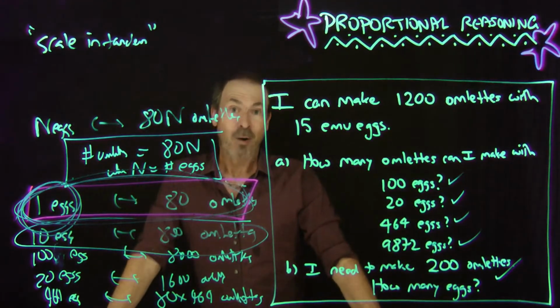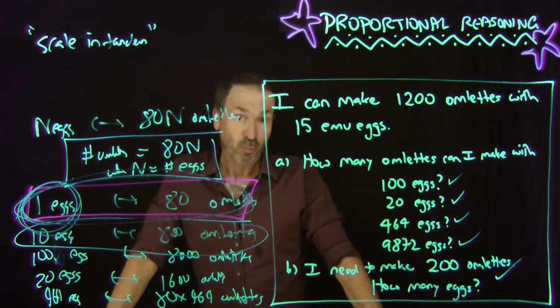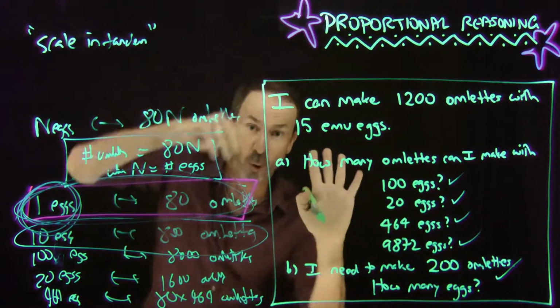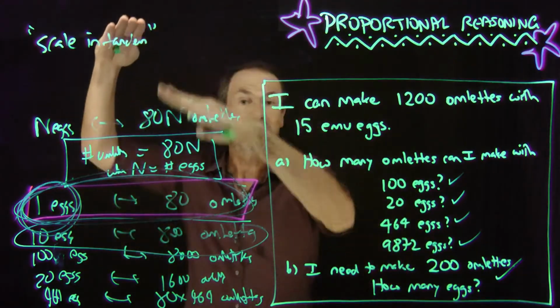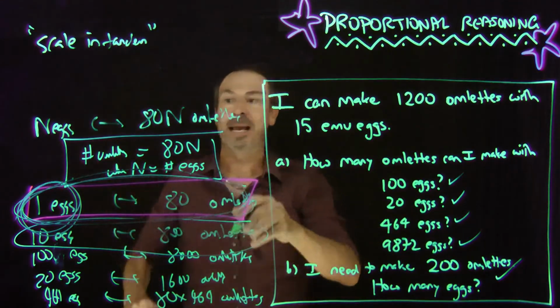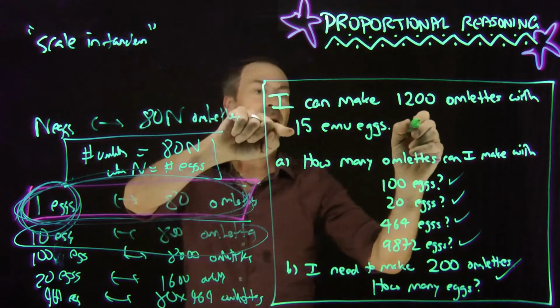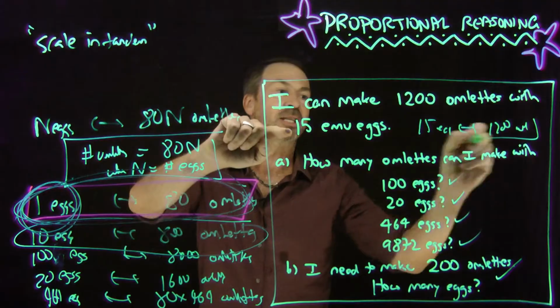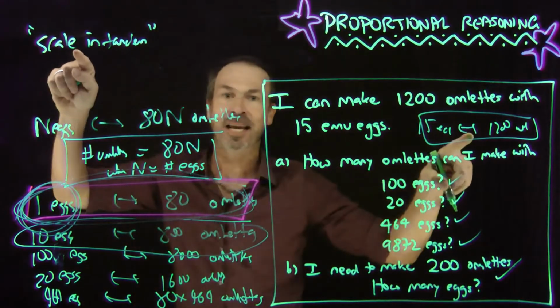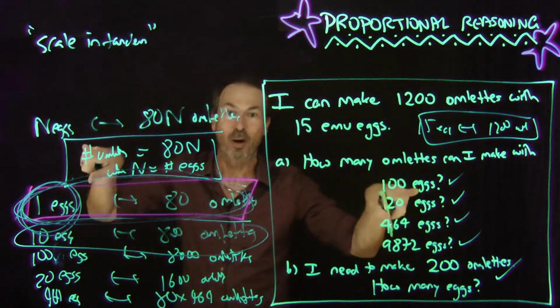Great. Now, what I want to do is write up on the board the key points, those 4 things I pointed out about what makes this a proportional relationship problem, because once you have that, it's just the same common sense over and over again. Write down your first statement, 15 eggs goes with 1,200 omelets, and just scale in tandem to your heart's content, and you can answer everything about that question.